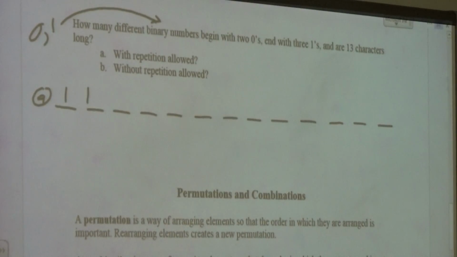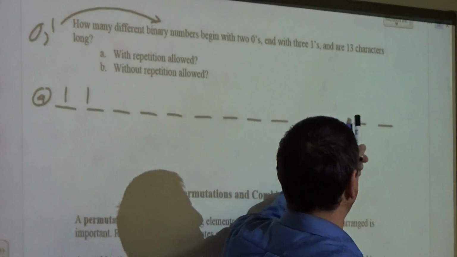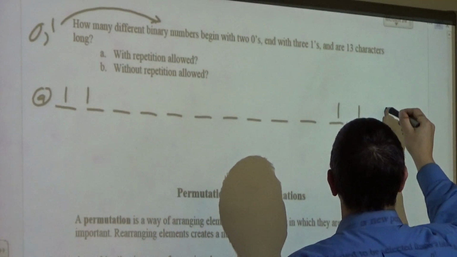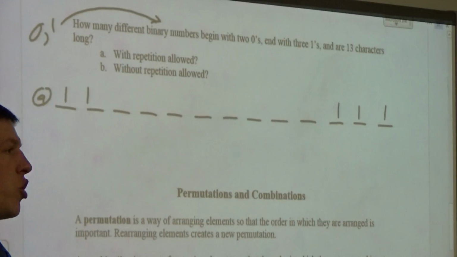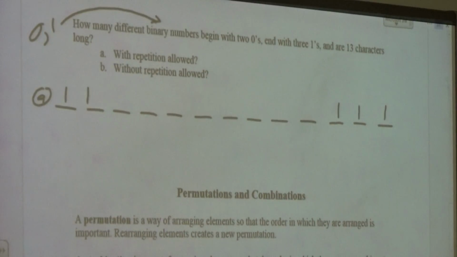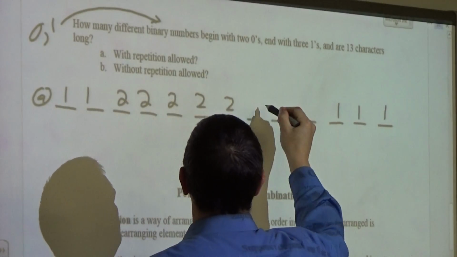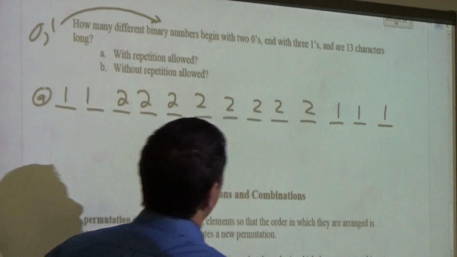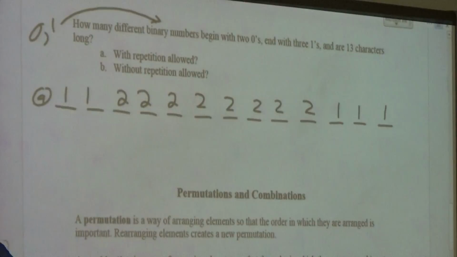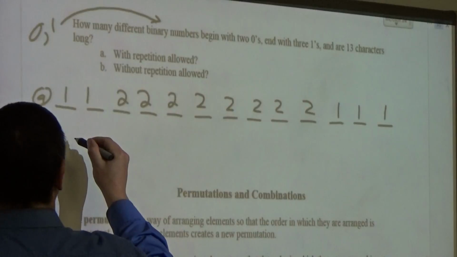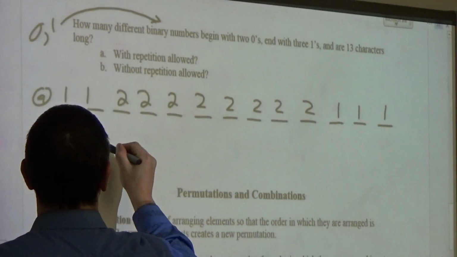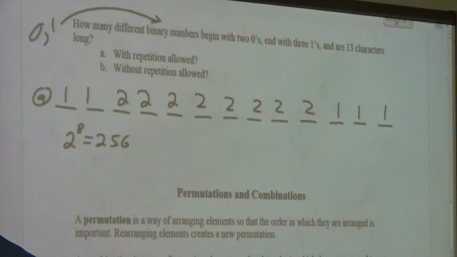It says it ends with 3 ones. So what should the last 3 entries be? 1, 1, 1. Then what about all the stuff in the middle? Just a bunch of 2's, because there's only 2 possible outcomes for binary. So it'd be 1, 2, 3, 4, 5, 6, 7, 8. Doesn't that work out to be 2 to the 8th? And 2 to the 8th is going to be 256. So we go 2, 4, 8, 16, 32, 64, 128, 256.